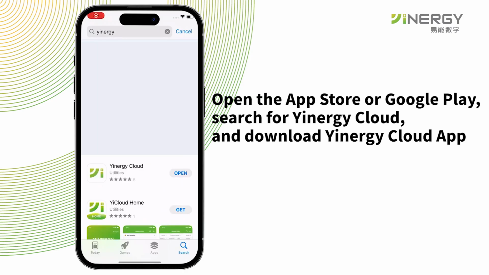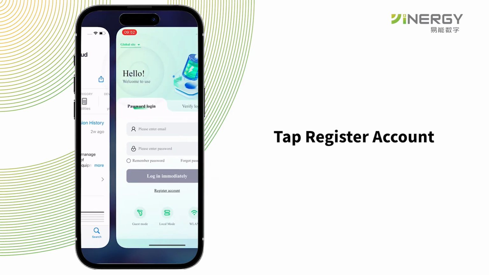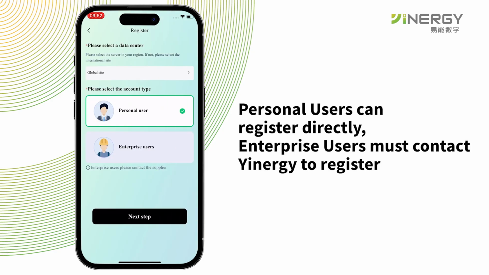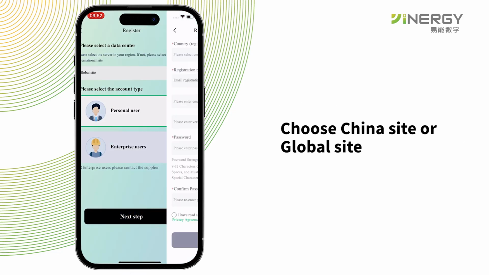Open the App Store or Google Play, search for Yinergy Cloud, and download Yinergy Cloud App. Tap Register Account. Personal users can register directly. Enterprise users must contact Yinergy to register. Select the site. Choose China site or global site.